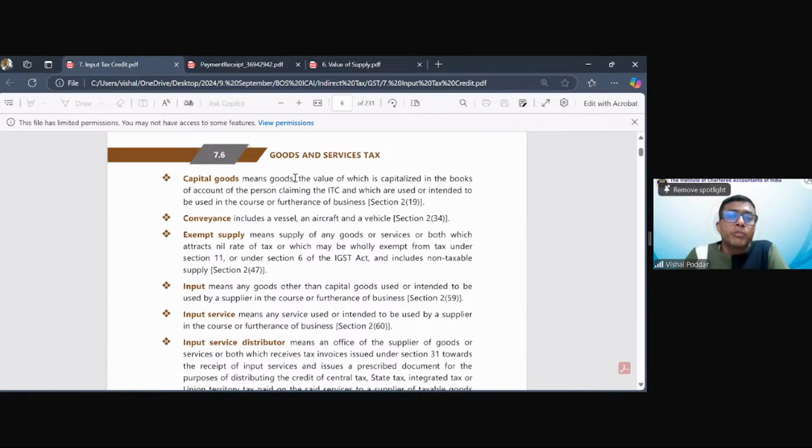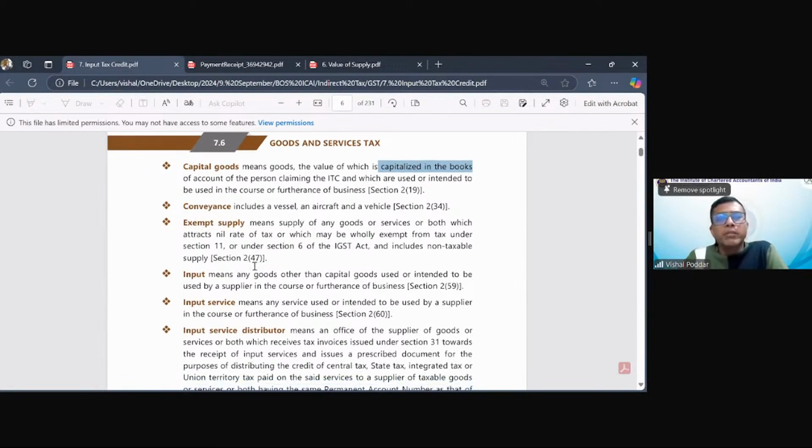So this is what I wanted to emphasize, that everything that we capitalize in our books cannot become capital goods, because the definition starts with the word means, goods. So only those things which are goods in the first place can become capital goods. Now, when will they be capital goods? The answer is simple: when they are capitalized. So if you are capitalizing them in your books of accounts, they become capital goods. If you are not capitalizing, you are writing off in P&L, then they are called inputs.